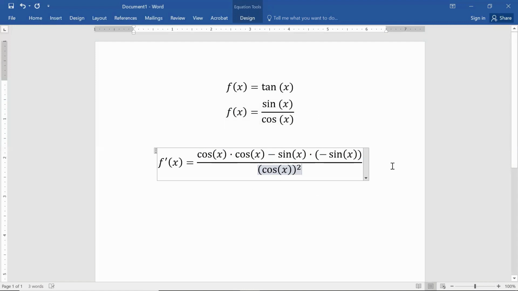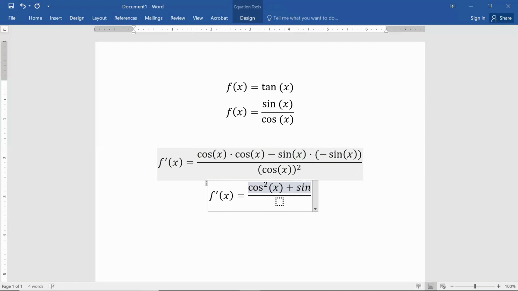Now, this is not what most people know the derivative of tangent to be. So let's rewrite this and make this a little bit nicer to see, a little bit nicer to recognize. On the top, you have cosine times cosine. That's just cosine squared. Now, negative sine times another negative sine gives me a positive sine squared divided by cosine squared, all of x.